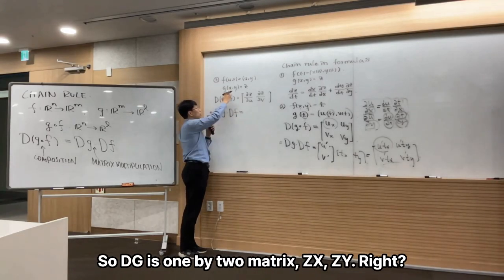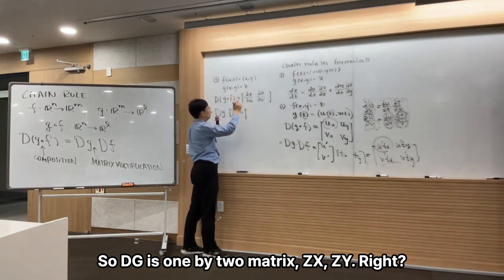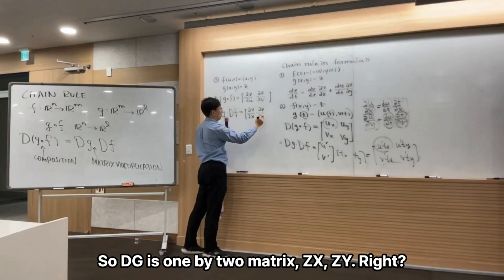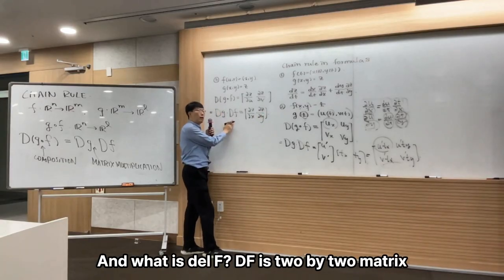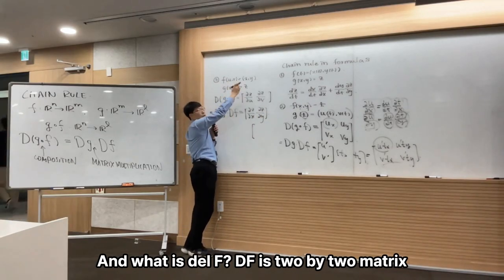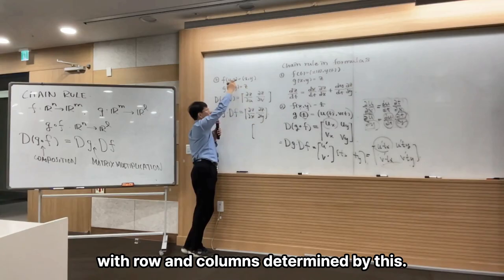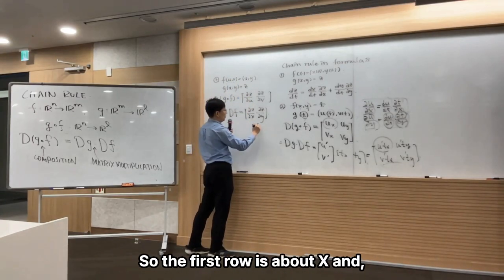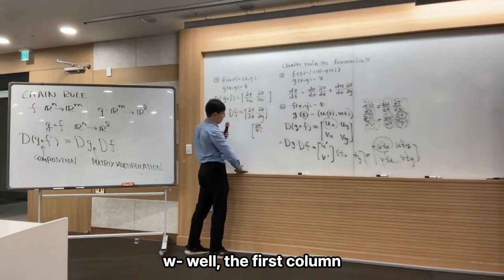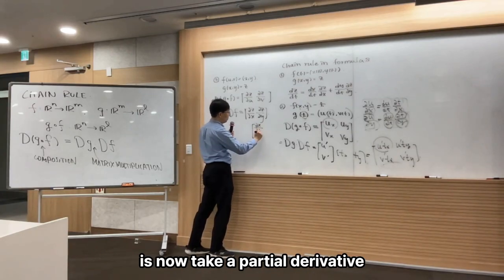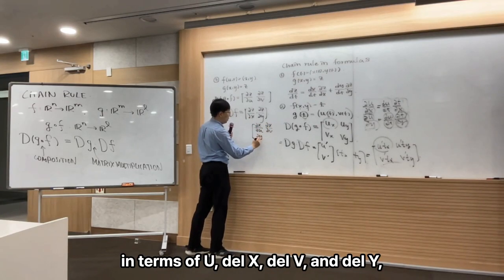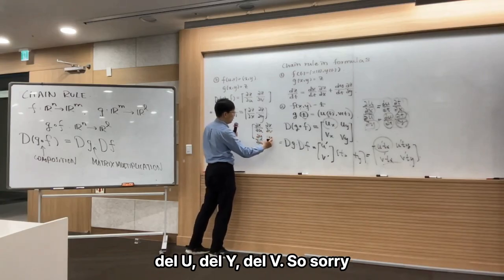What is Dg? Dg is a 1 by 2 matrix, z_x, z_y. Right? And what is Df? Df is a 2 by 2 matrix, so its rows and columns are determined by this. Each row has the same coordinate function. So the first row is about x, and the first column takes a partial derivative in terms of u: del x del u, del x del v, and del y del u, del y del v.